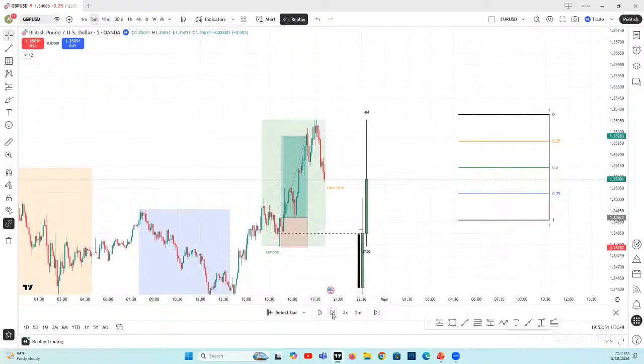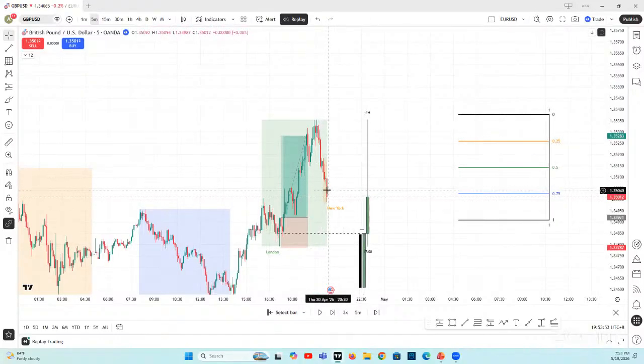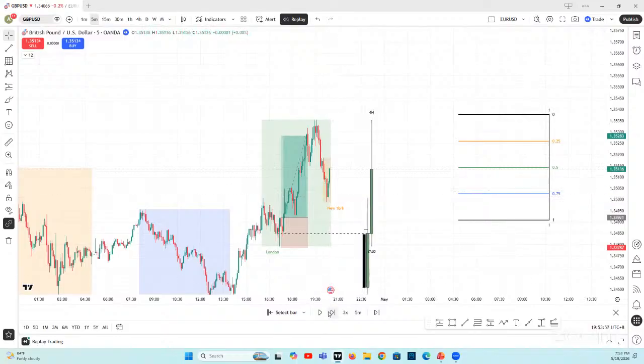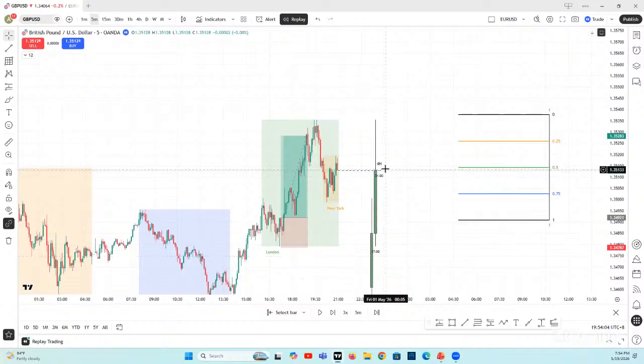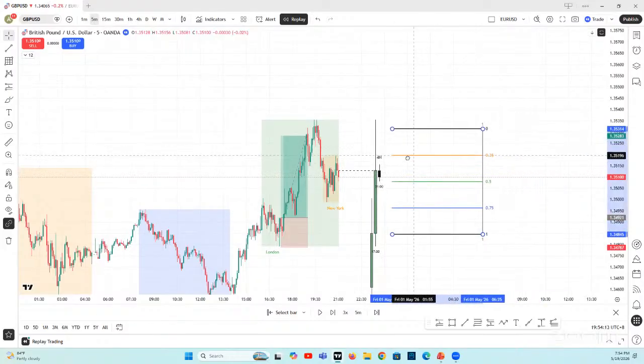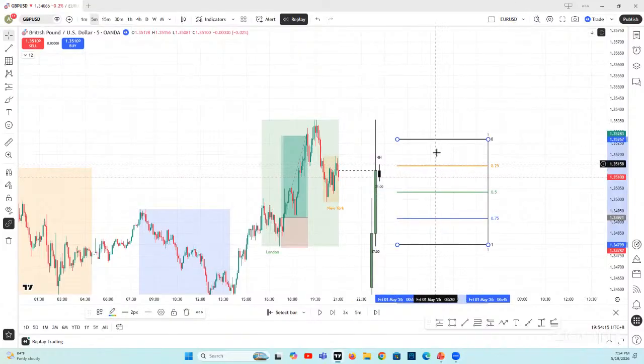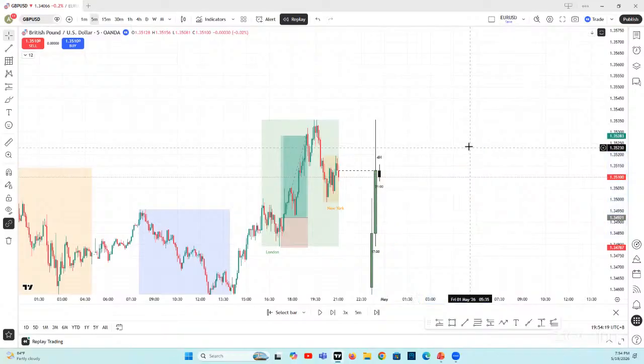We will go to the 9 o'clock New York session. 8:20, 20:45. There's a new 4-hour candle at 9 o'clock. So what you will do is you will just put your gun box there for you to see. If I delete this, go to the gun box, it's here in the Fibonacci.